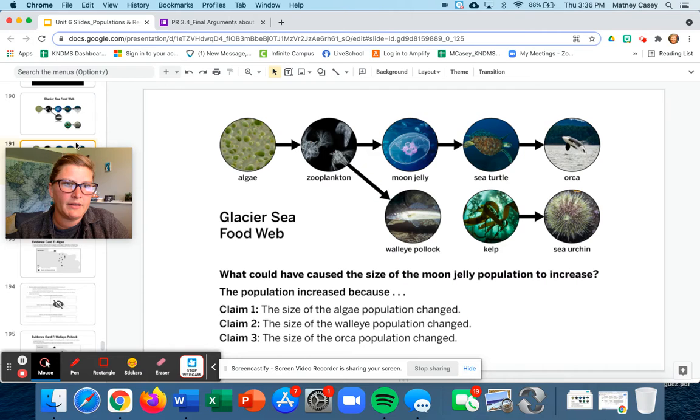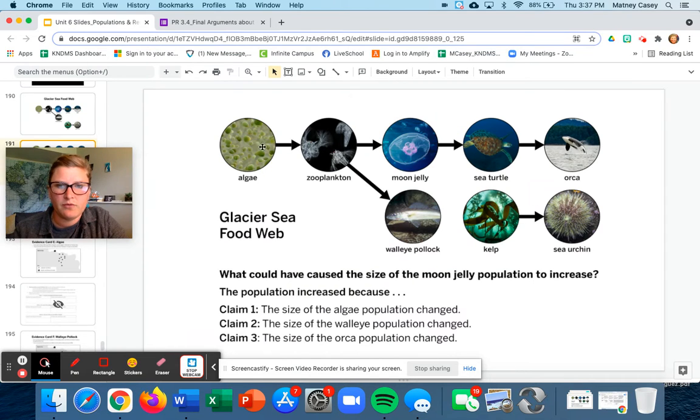And I'll show you again the 3 claims that we're going to be examining today. Claim 1 was that the size of the algae population changed. Claim 2 was the size of the walleye population changed. That's this fish right here. That could be true as well. Claim 3, the size of the orca population changed.